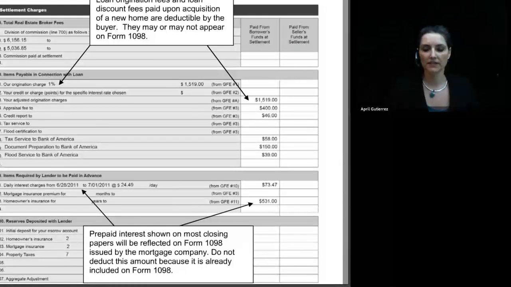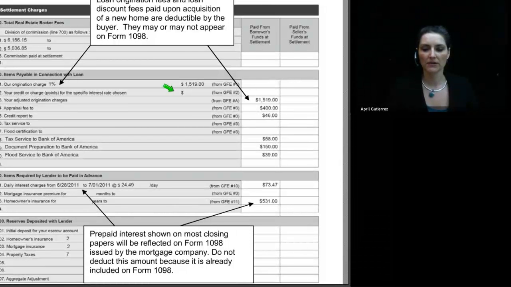It's 1%, $1,519. It is a percentage of the loan amount. The loan amount was $159,000. So they are actually getting this as a percentage of the loan. And this is the number that is deductible. But you'll see there's also an appraisal fee, there's a credit report, there's tax service fees.